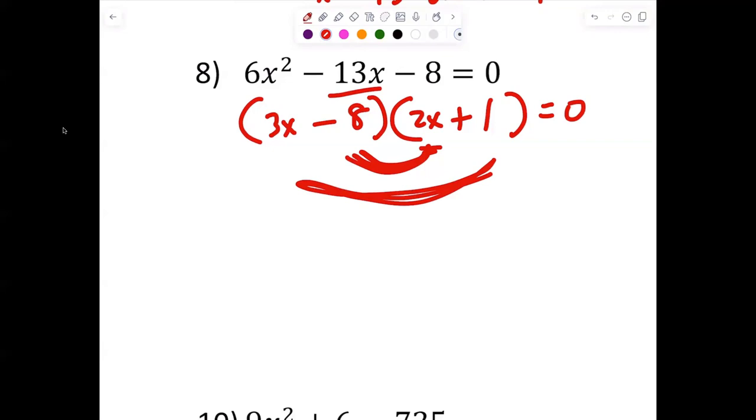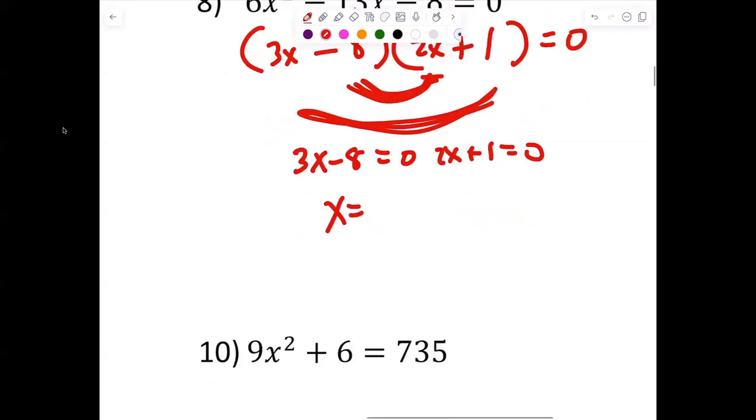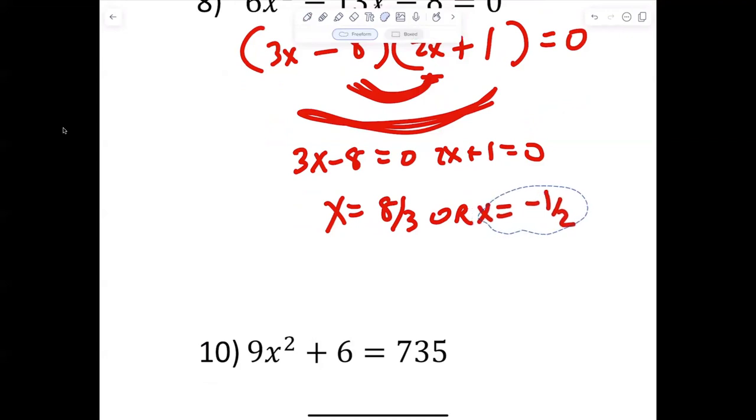Perfect. And so now I have 3x minus 8 equals 0, 2x plus 1 equals 0. Selena, what are my solutions? X equals 8/3 or -1/2. Thank you very much. Easy as can be. Anybody have any questions with that?